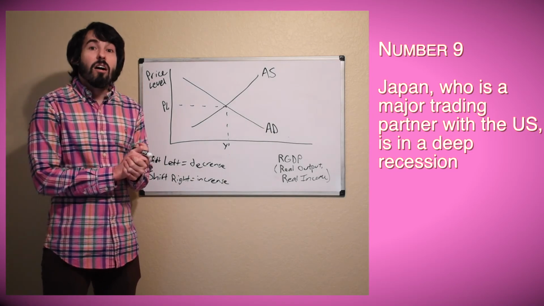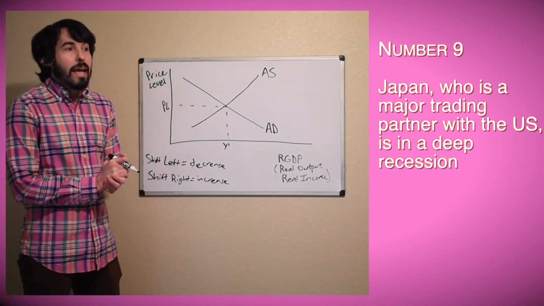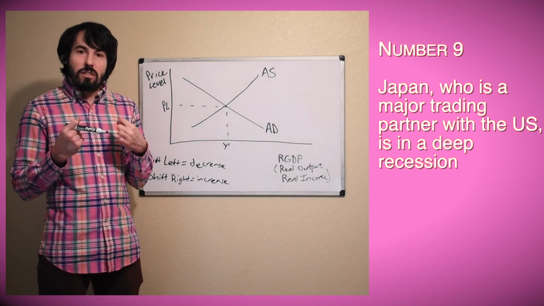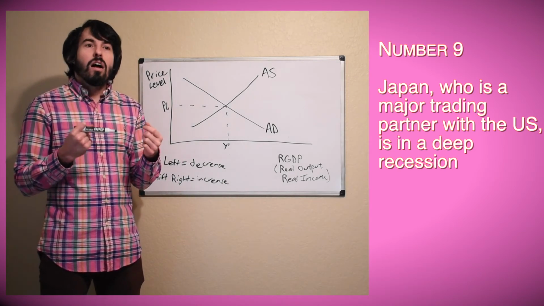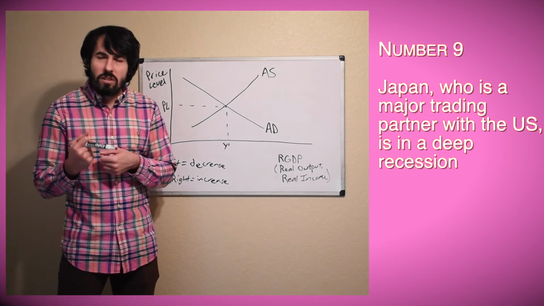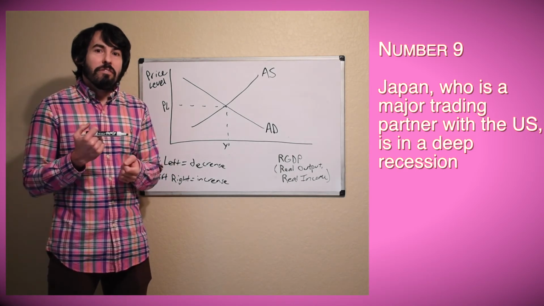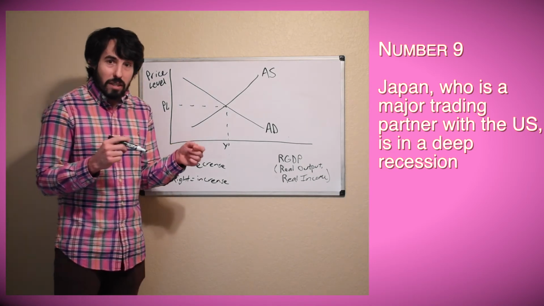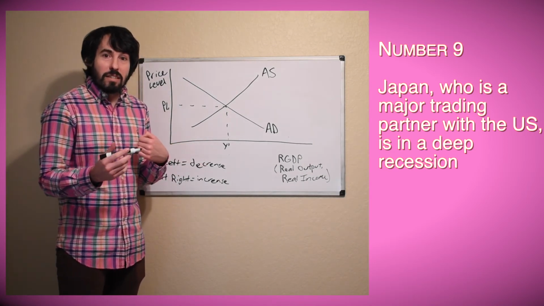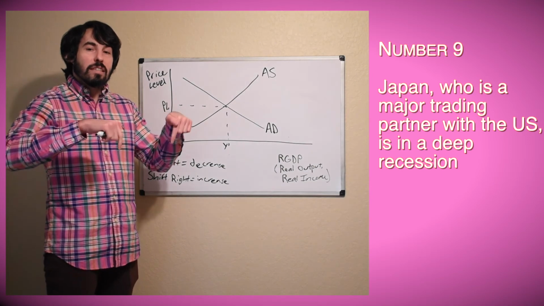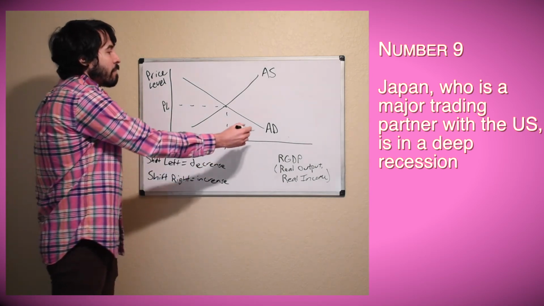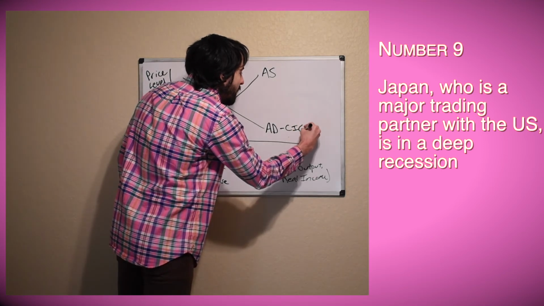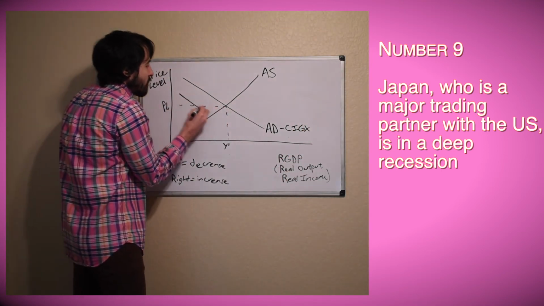This will affect our exports. If Japan is in a recession and they are one of our major trade partners, are they going to be buying more or less stuff from us if people have been losing their jobs? They're going to buy less stuff from us, and if they're buying less stuff from us, then our net exports are decreasing. And if our net exports decrease, that means aggregate demand, which is made up of C, I, G, and X, is going to decrease and shift to the left.